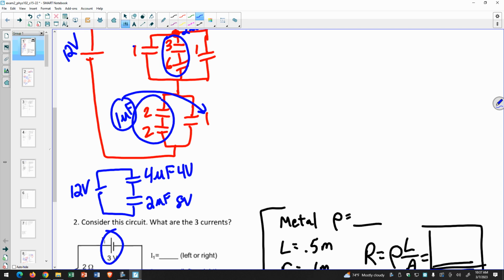However, if you don't remember how to do it that way, you can find the equivalent capacitance, although in this one it becomes a little more difficult because the 2 and the 4 don't add up evenly. 1 over (1/2 plus 1/4), that's 2/4 plus 1/4, which is 3/4, and the inverse of that is 4/3 microfarads. Then I have a circuit that is 12 volts with 4/3 microfarads.